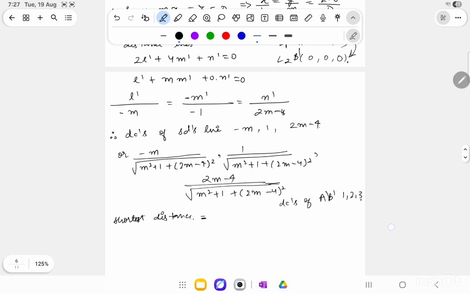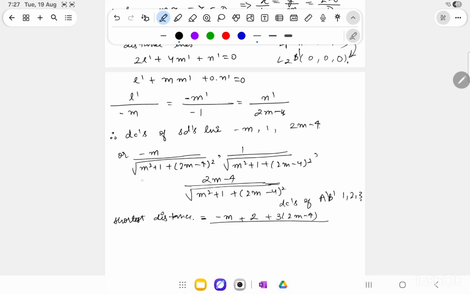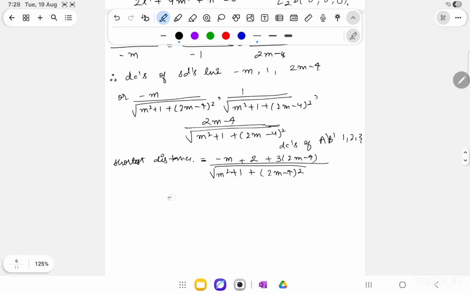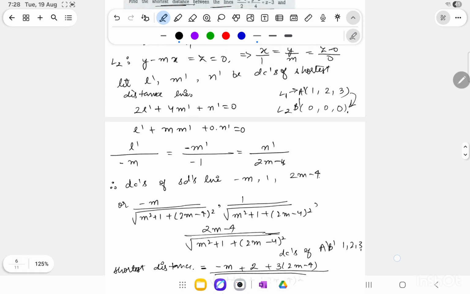So my shortest distance will be, using the projection formula, minus m plus 2 into 1 plus 3 into 2m minus 4, all divided by the normalizing term in the denominator, that is m square plus 1 plus 2m minus 4 square. If I simplify it, I'll get 5m minus 2 minus 12 minus 10 divided by m square plus 1 plus 2m minus 4 equals 0. So this is my shortest distance.